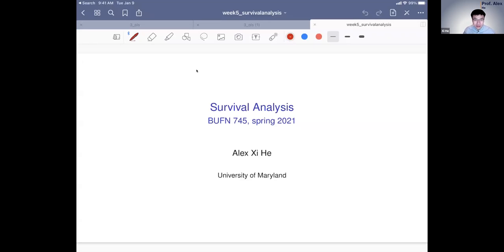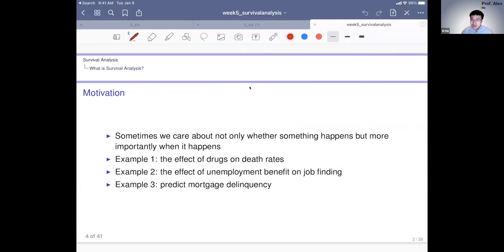Today we'll talk about survival analysis, which is another class of models that's beyond linear regression, but it's also parametric. The background of survival analysis is when we care not only about whether an event happens, but also when it happens. So that's the focus.